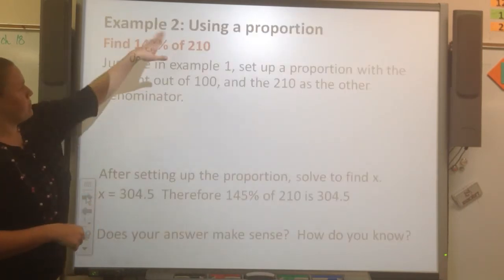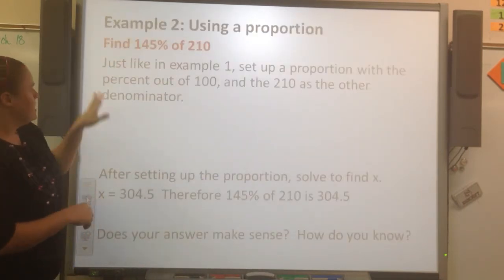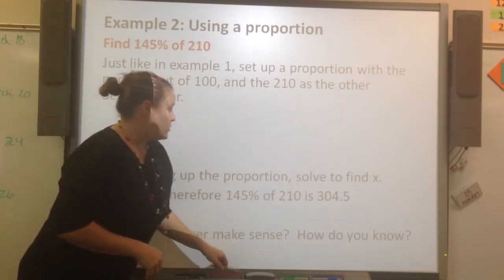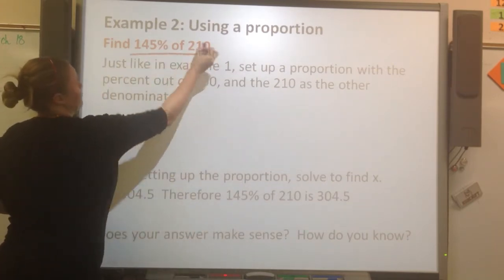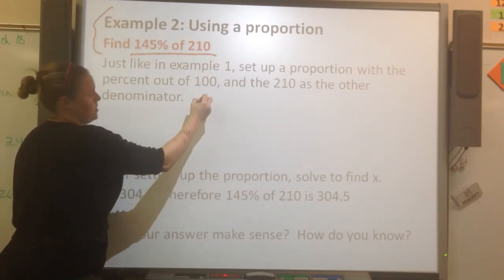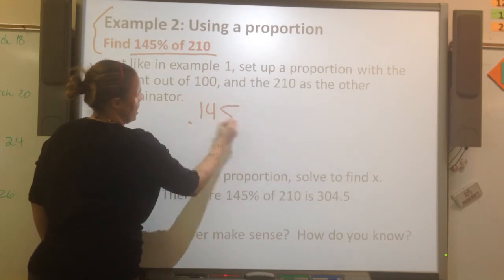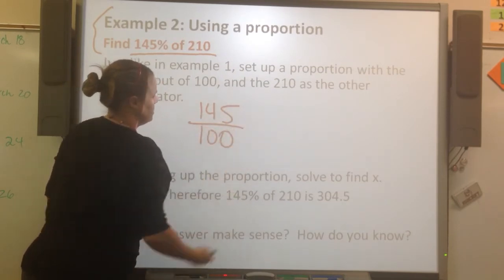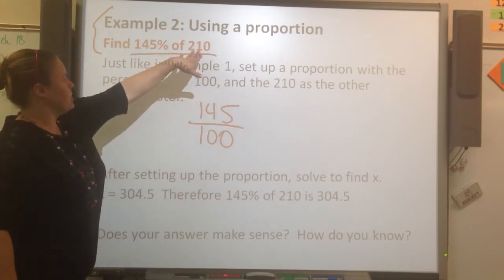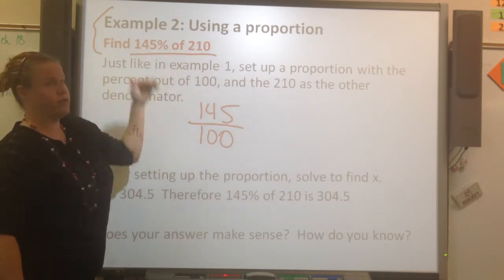All right, next one. So again, we're still using a proportion. So just like in example 1, set up the proportion with percent over 100. So again, I want to know 145% of 210. So record that. So 145 over 100. Okay? And then I want to find out 145% of 210.